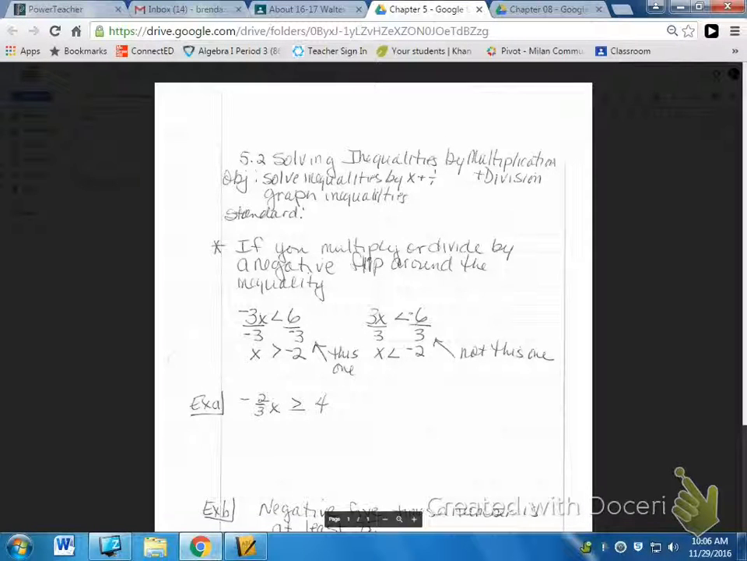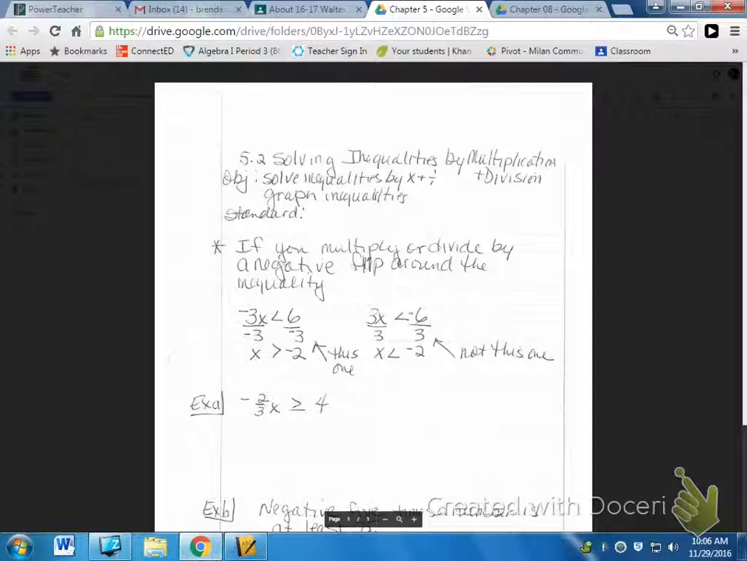Lesson 5.2, Solving Inequalities by Multiplication and Division. So we are going to solve the inequalities by multiplication and division and also be able to graph those. These are one-step inequalities again. And if you see a multiplication, you're going to divide. If you see a division, you're going to multiply on both sides of the inequality.